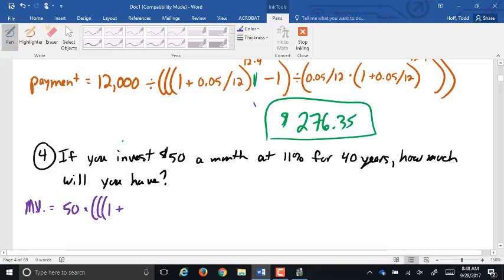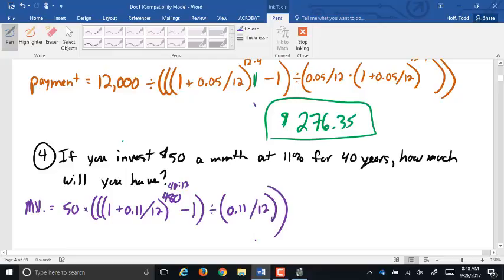So we've got 50 times 3 open parentheses, 1 plus, what goes next? 0.11 divided by 12, because it is monthly. 480 is the power, 40 times 12. Close parentheses, minus 1, close parentheses, divided by, open parentheses, 0.11 divided by 12, close and close. That's it for that one.